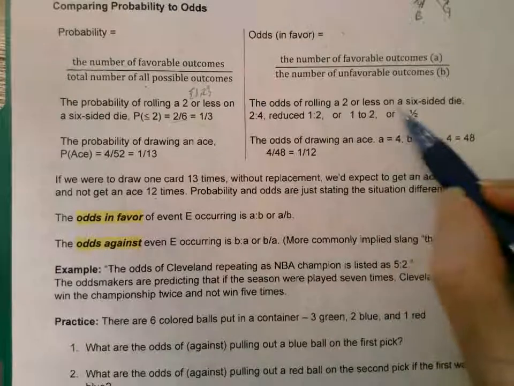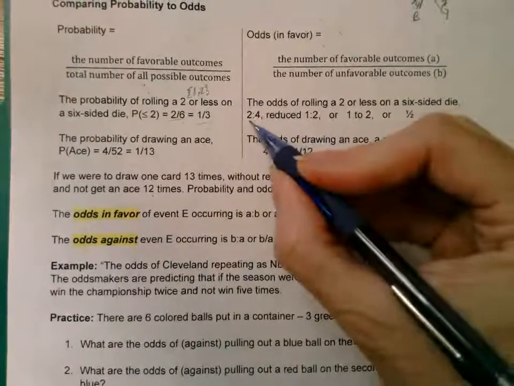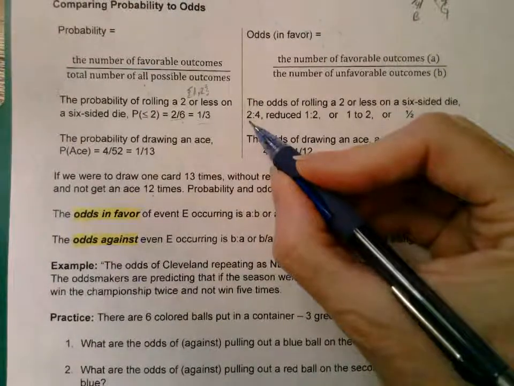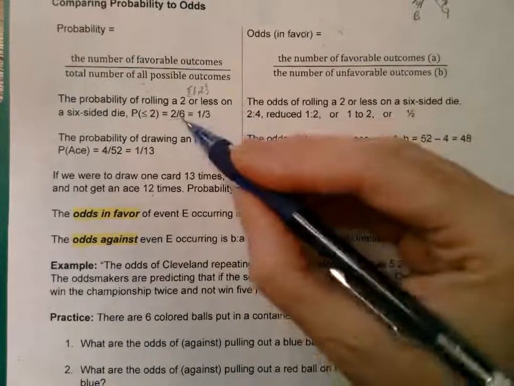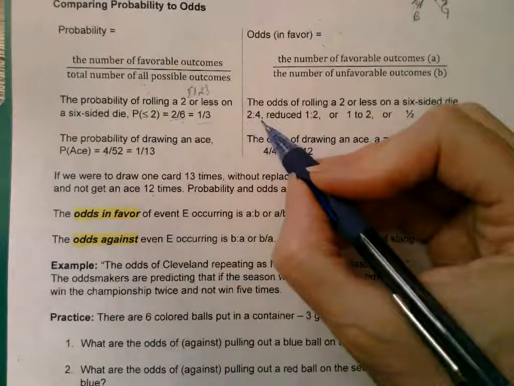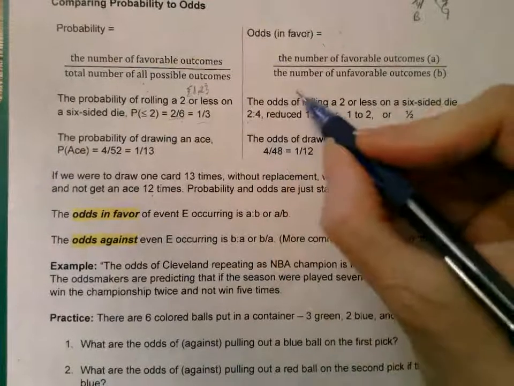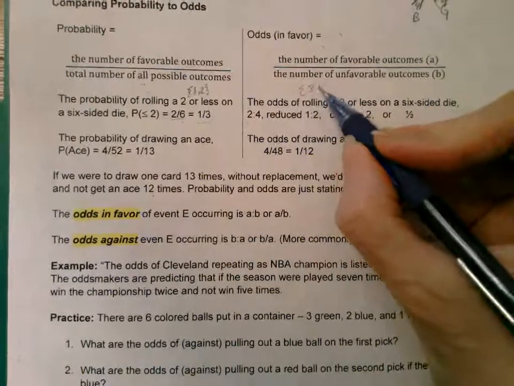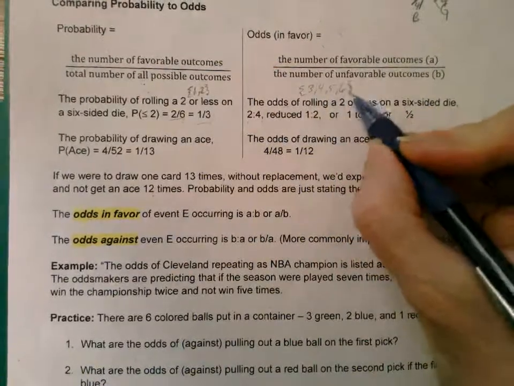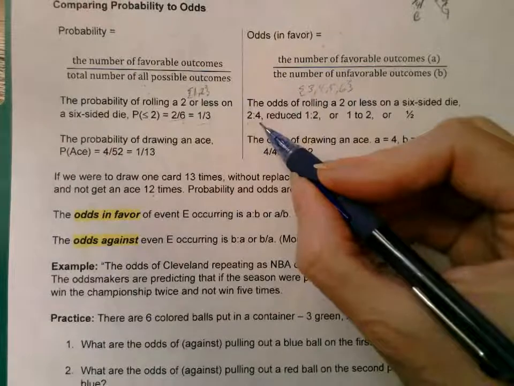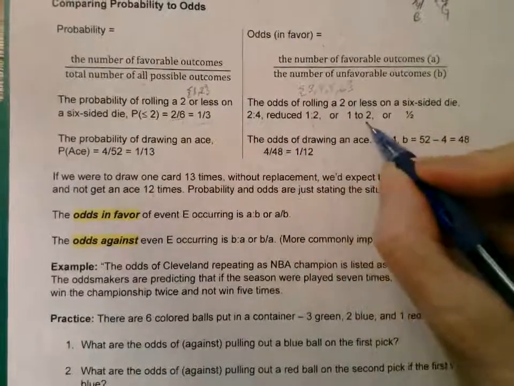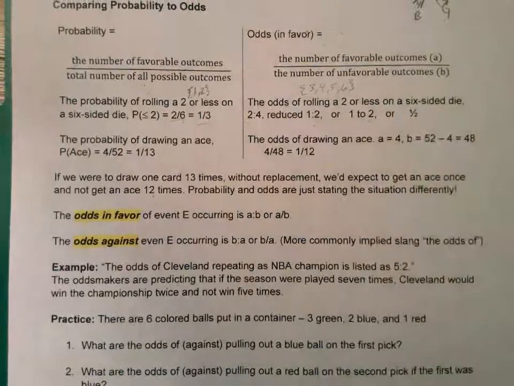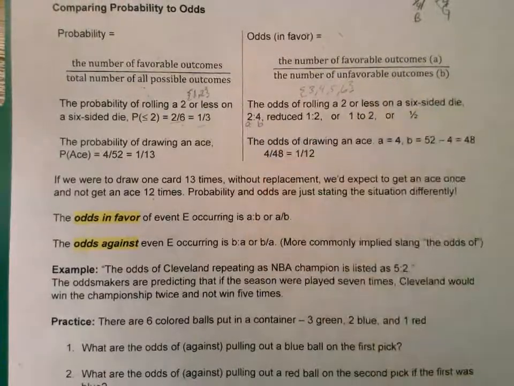Well, the odds of rolling a 2 or less on a 6-sided die is what we're looking for, which is 2, a 1 or a 2, over what we're not looking for. So if there's a 6 total, what we're not looking for is 4 possibilities. So a 3, a 4, a 5, or a 6 would be not what we're looking for. Okay? So then that would reduce to 1/2, or 1 to 2. That's the A, and that's the B.